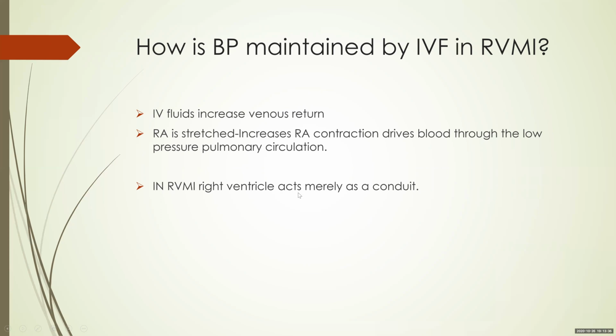In an RVMI, the right ventricle acts merely as a conduit. So it is the right atrium which contracts and drives blood flow into the pulmonary circulation. Any problem of right atrial contraction can cause a precipitous decrease in BP, because now the right atrium will not contract as well as the right ventricle. Suppose the patient goes into atrial fibrillation, there is no effective contraction of the right atrium. Or suppose there's an atrial infarction where the atrium is infarcted also. Or you have conditions like complete heart block or junctional rhythm, where the atrial contraction is not effectively transmitted to the ventricle. In those cases, you can have a fall of blood pressure.